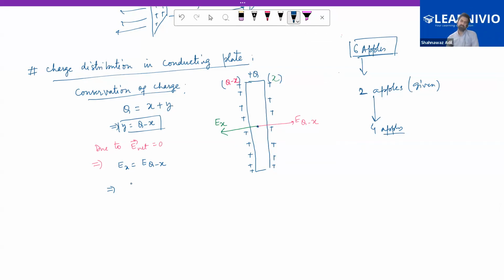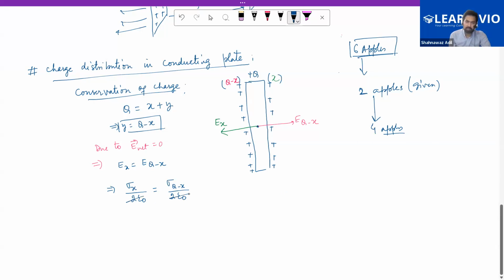E_x would be sigma_x by 2 epsilon naught, right? Yes, sir. And this would be sigma of (Q minus x) by 2 epsilon naught. Clear?